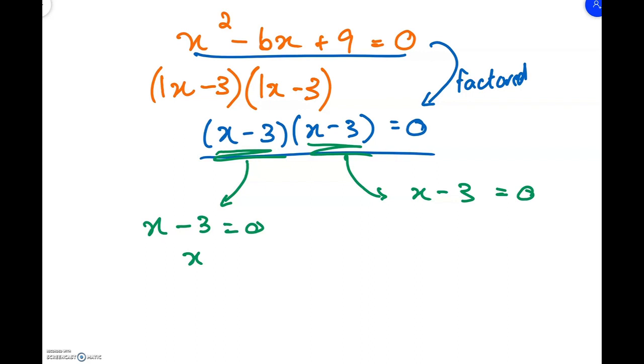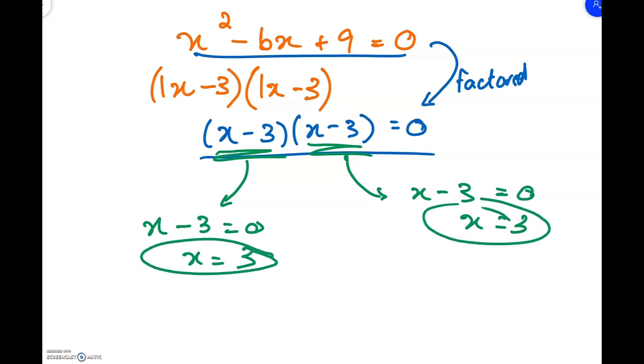You're going to simplify this, add 3 to both sides, and you're going to get x equals 3, and the same thing over here. So what you figure out is that x is equal to 3. That's your solution. Now x is equal to 3, we get the same solution for both sides. So it's easy to say that you just write the solution for the entire equation as x equals 3.